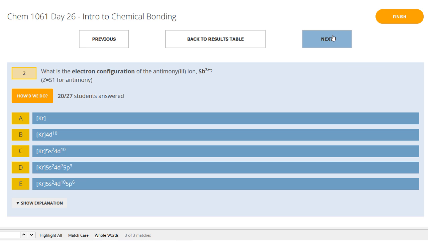Okay, question number 2. What is the electron configuration of the antimony ion? That's the antimony 3 ion. Checking this out. Correct choice is C. Any questions on this one?